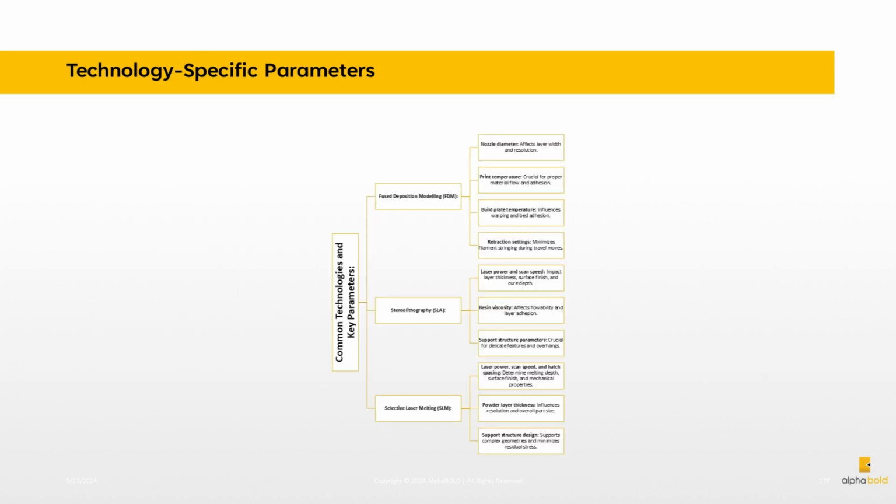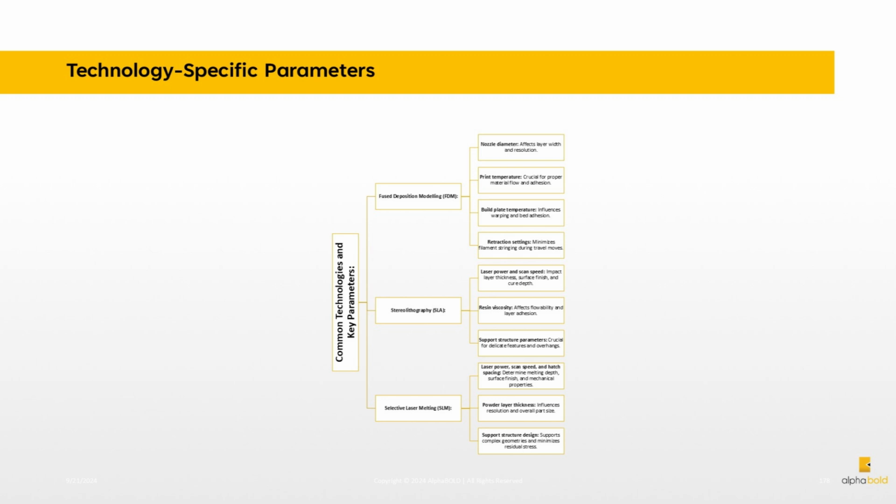Common technologies and key parameters. Fused deposition modeling, FDM. Nozzle diameter. Affects layer width and resolution. Print temperature. Crucial for proper material flow and adhesion. Build plate temperature. Influences warping and bed adhesion. Retraction settings. Minimizes filament stringing during travel moves.